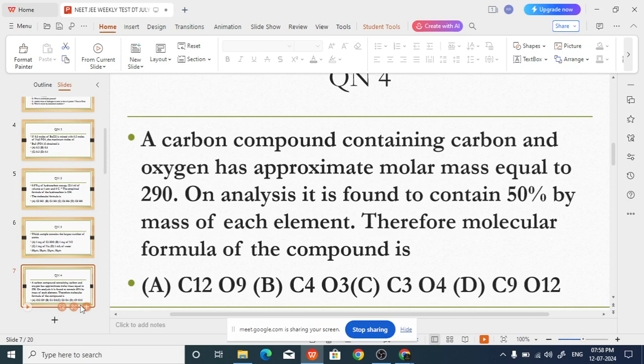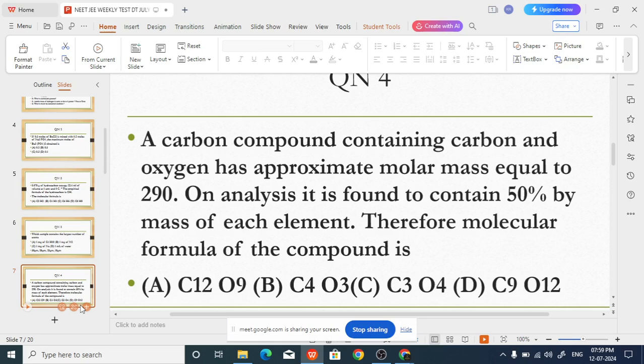The second case, C4 is 12 into 4, 48. O3 also 48. C3 is 12 into 3. Molar mass equal to 290. Where are we getting 290? Let us see. C3 is 12 into 3, 36. O4 is 64. 36 plus 64 is 90.